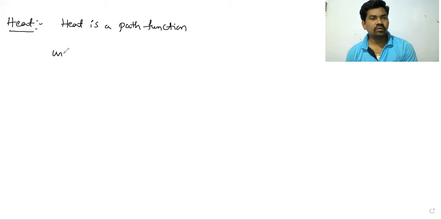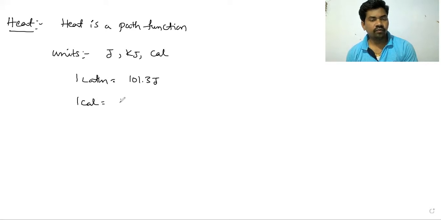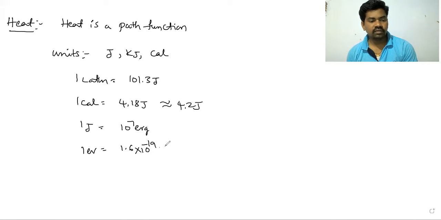So what are the units for heat? Joule, kilojoule, or calorie. How do we convert 1 liter atmosphere? 1 liter atmosphere is equal to 101.3 joules. Then 1 calorie is equal to 4.18 joules, so about 4.2 joules. Then 1 joule is equal to 10 power 7 ergs.